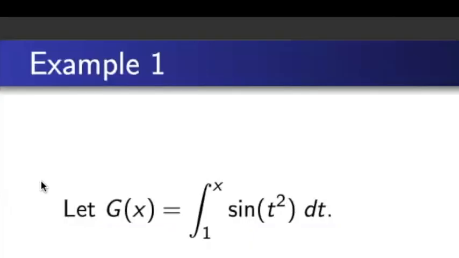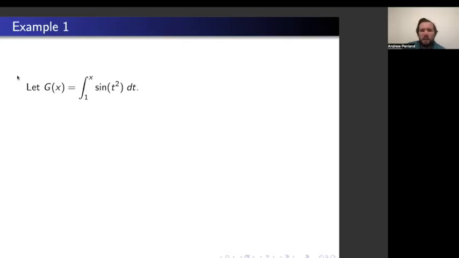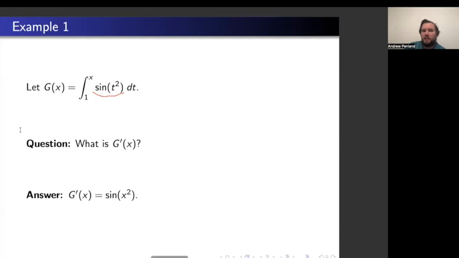So let's look at g of x is the definite integral from 1 to x of sine of t squared dt. And let's ask, what is g prime of x, the derivative of this g of x function? Do you know what it would be? Yeah, it's just going to be this expression, sine of t squared, but with x instead of t. So the derivative g prime of x would be equal to sine of x squared.